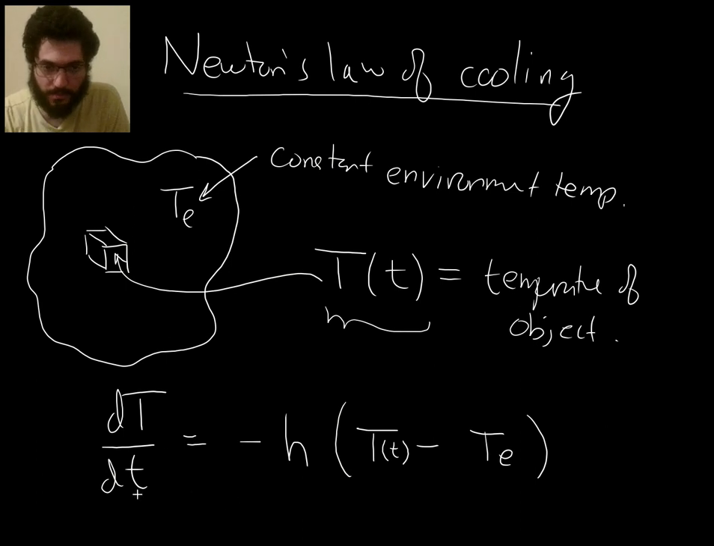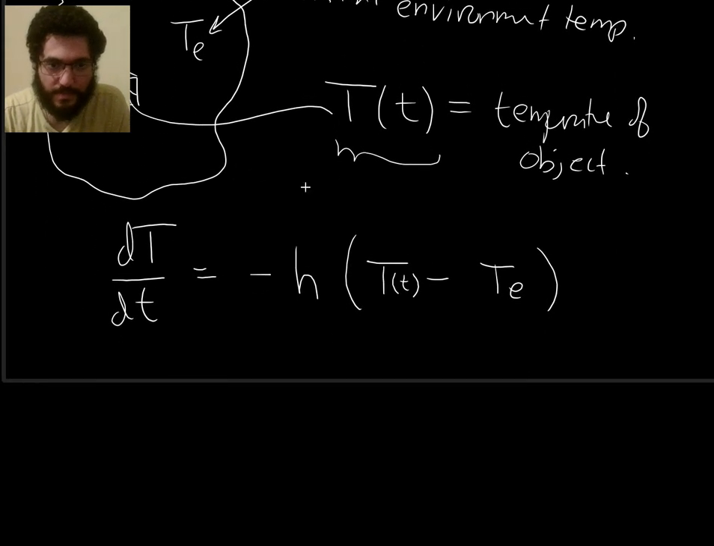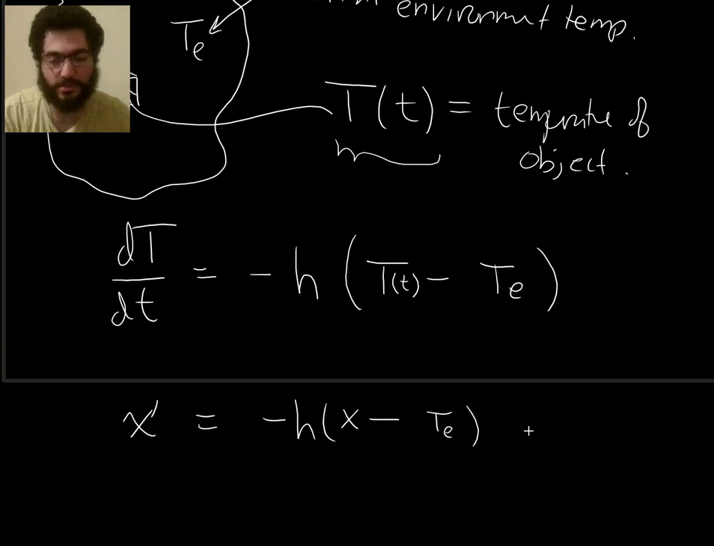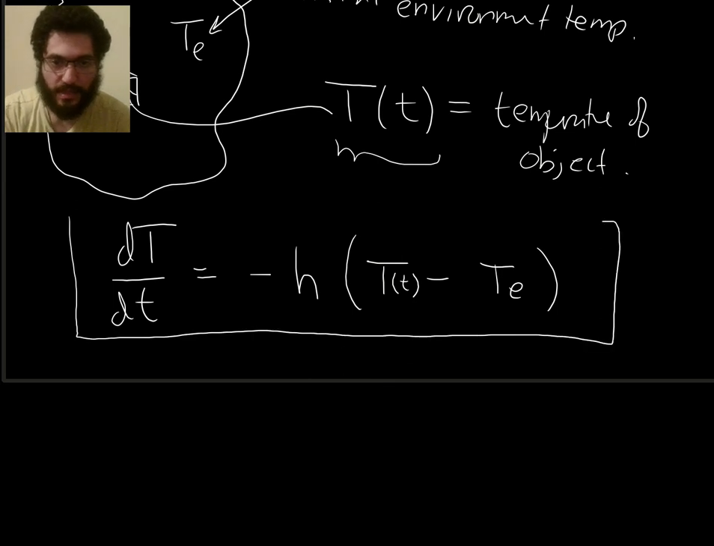And maybe you're less used to seeing a differential equation written out with the unknown function being called capital T, then you could always write it as x prime equals minus h, x minus, and then you could call this constant anything, but let me just keep the name T_E. So this is the format of differential equation that we're looking at. But let me stick to the original naming. So this is Newton's law of cooling, and let's interpret this.